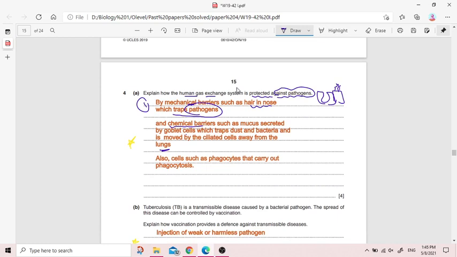The third mechanism is by the cells. What do these cells do? Like the phagocytes. They carry out phagocytosis. What is phagocytosis? It engulfs and digests bacteria or pathogens. This is phagocytosis.